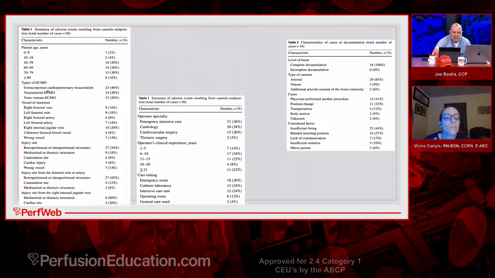Types of ECMO, you have veno-arterial ECMO 28% of the time, venous-venous 26% of the time, and ECPR was the remaining 46%.